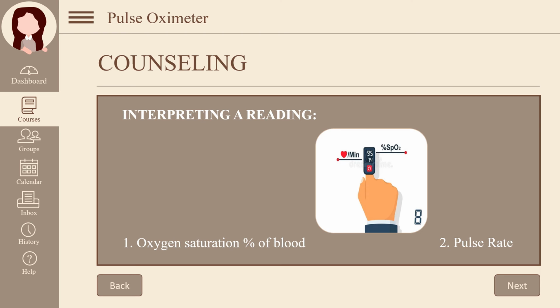The pulse rate is also shown at the bottom portion of the screen display of the pulse oximeter. However, the normal pulse rate can vary by age, in which the normal pulse rate for a healthy newborn varies from 100 to 180 beats per minute. For 2 to 10 years old, it ranges from 60 to 140 beats per minute, and 50 to 100 beats per minute for 10 years old and above.